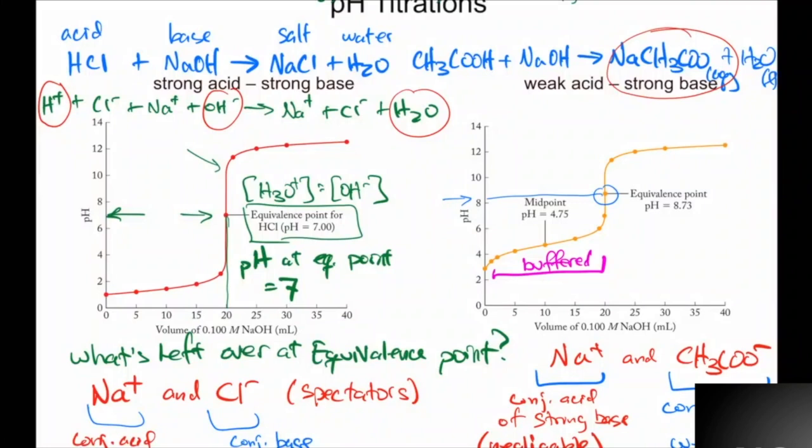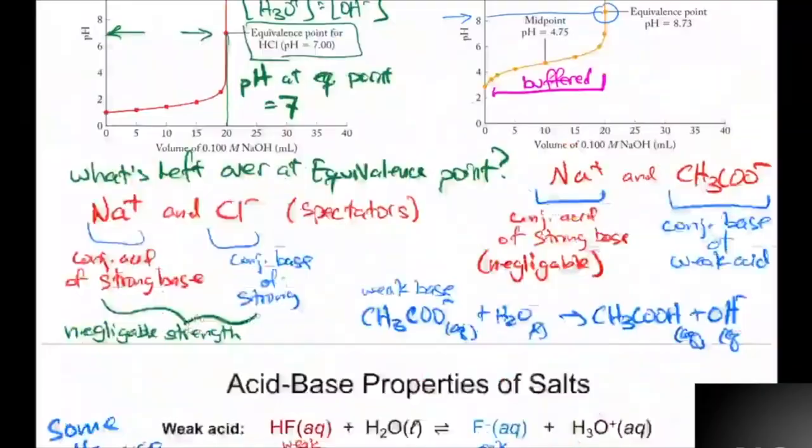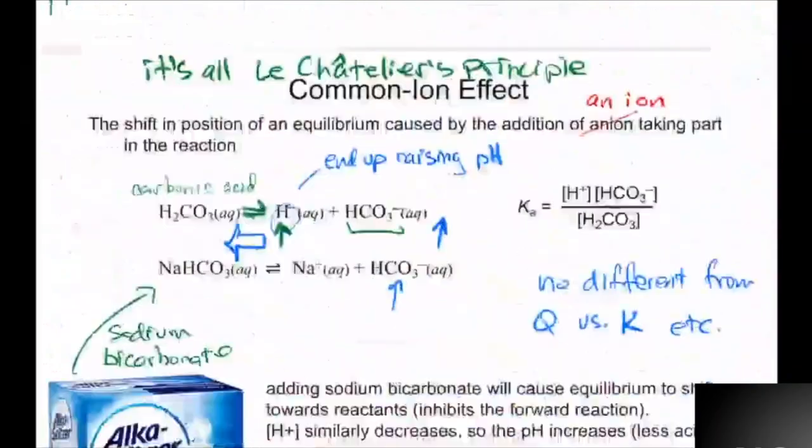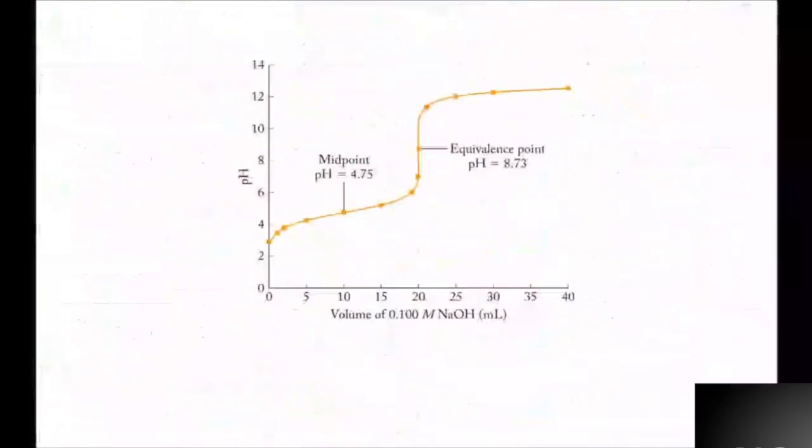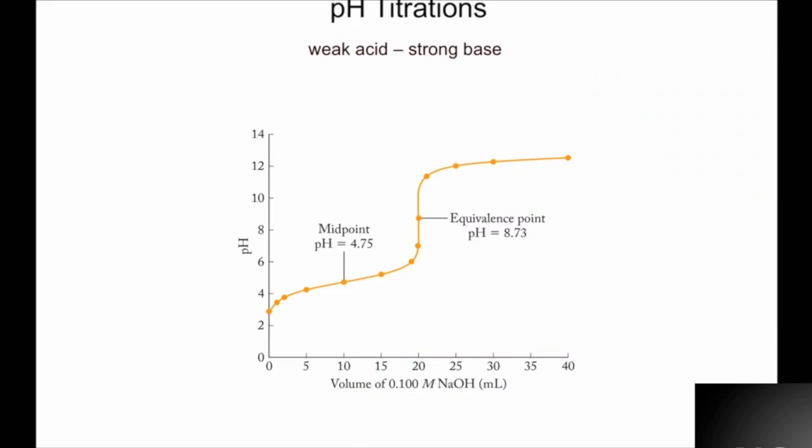A similarity between these two, apart from the overall S shape of the curve, is that once you get past the equivalence point, it's exactly the same. It rises up and then it's flat. But let's explore a little deeper this buffer action going on here in your weak acid. So this region here is buffered.